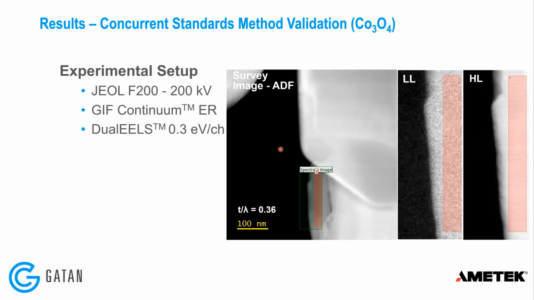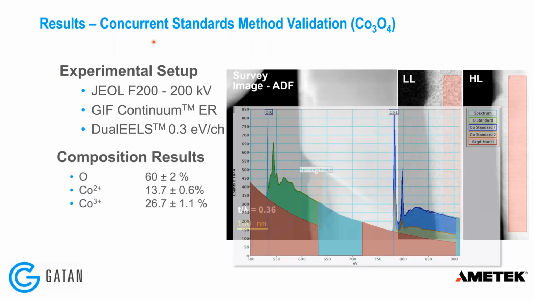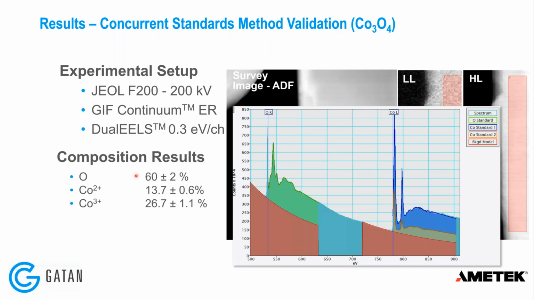So, okay, what are the results for this experiment? The first thing we're looking at is the method validation, so with that mixed oxide. This was done on the JEOL, so we're looking at ADF, low loss, high loss. The average relative thickness over the area that I've summed is t over lambda of 0.36, so it's quite thin. So what were the composition results? The composition results that I got are 60% oxygen, around 14% cobalt-2, and around 27% cobalt-3. And we have a ratio of 34% cobalt-2 to 66% cobalt-3.